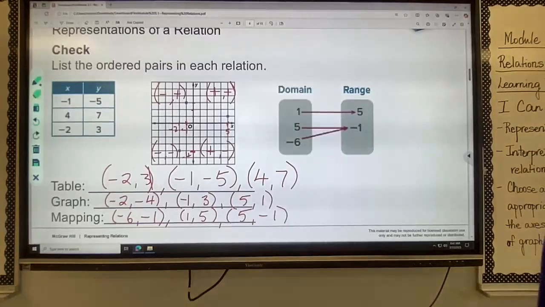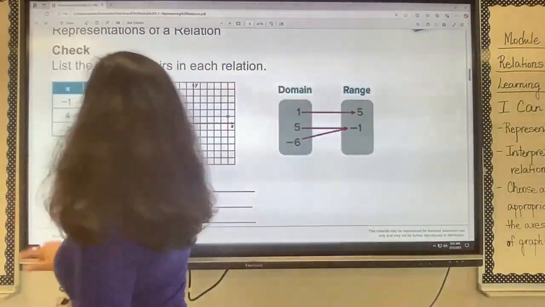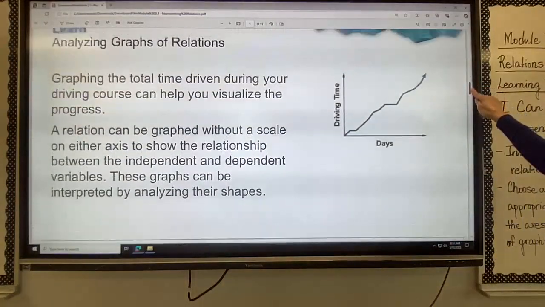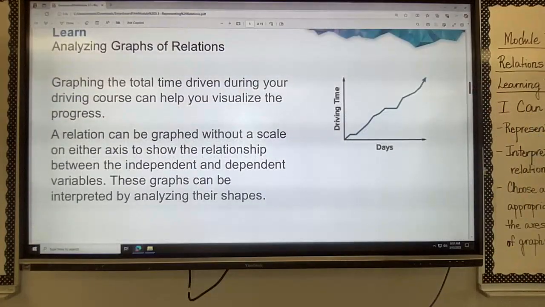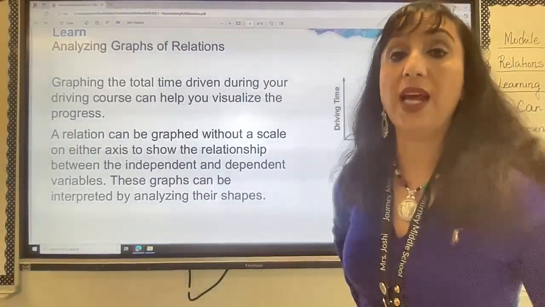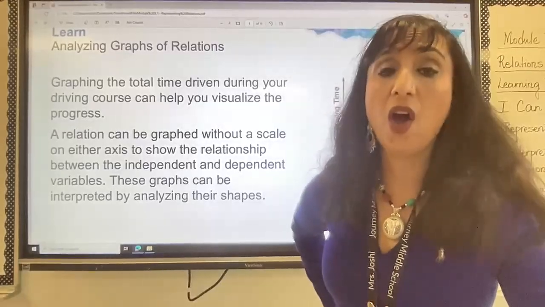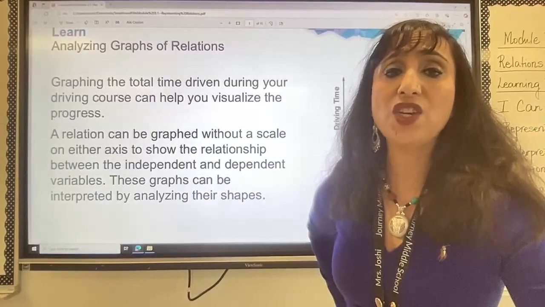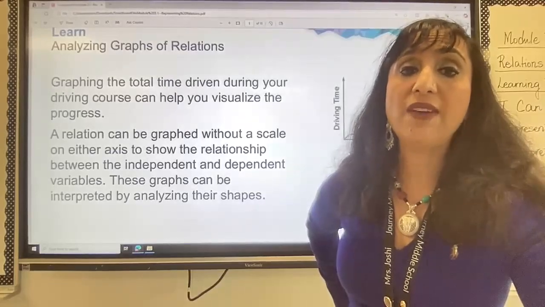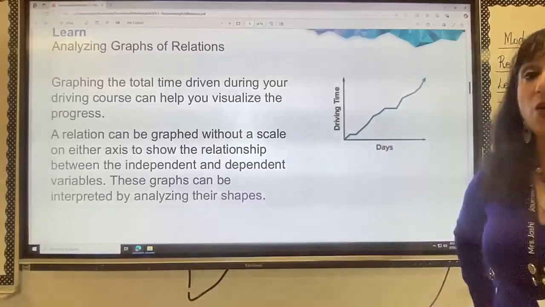All right. Now, we are going to talk about graphing now. So let's look at this one. Analyzing graphs of relations. Graphing the total time driven during your driving course can help you visualize the progress. A relation can be graphed without a scale on either axis to show the relationship between the independent and the dependent variables. These graphs can be interpreted by analyzing their shapes.